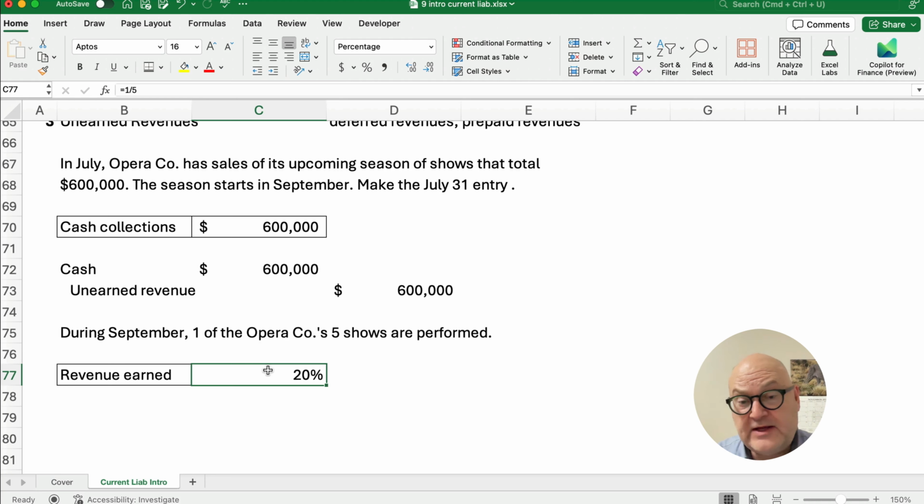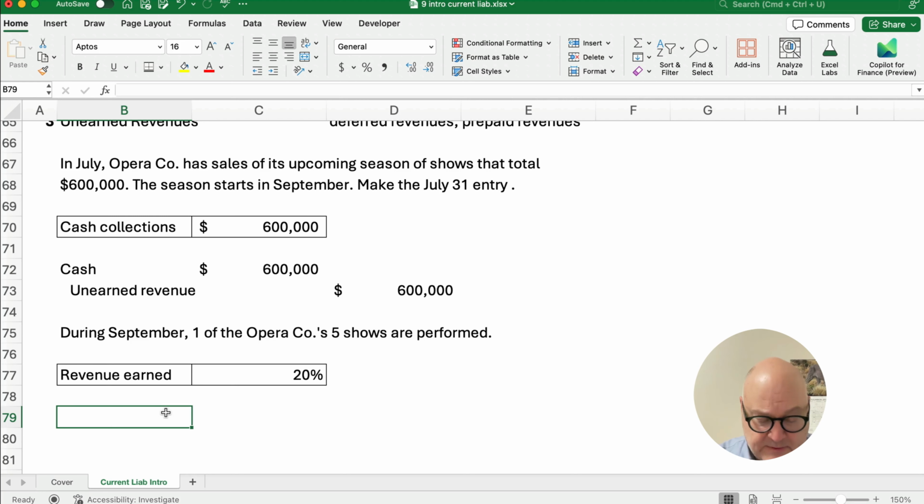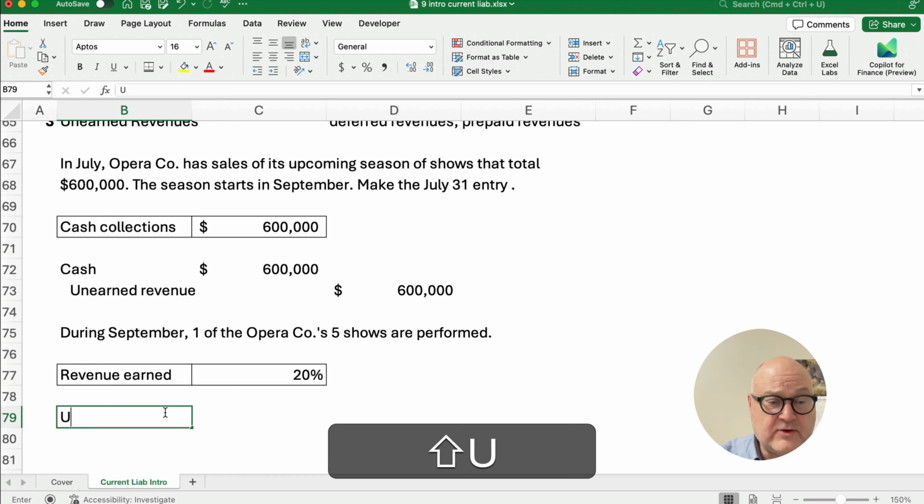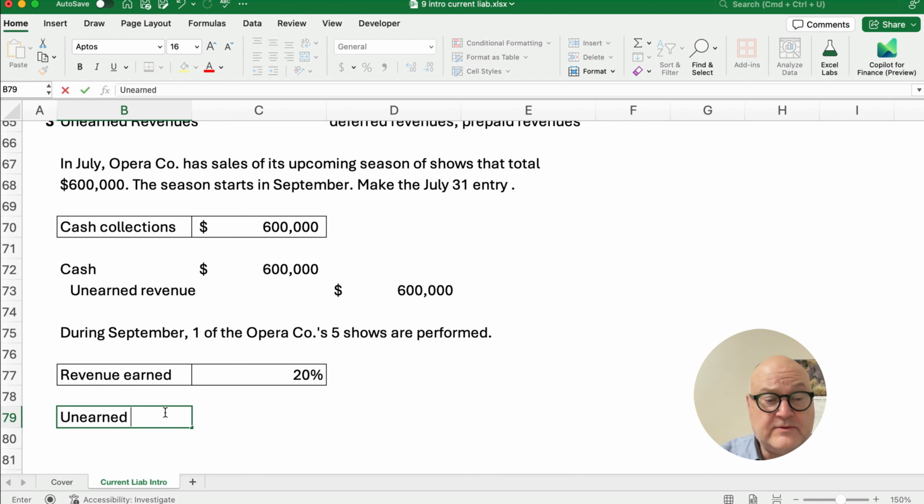So maybe for this week we have shows on Wednesday and Thursday and Friday and Saturday and Sunday, and then next month they'll have another show or whatever. And so they've earned revenue of 20%. So what entry would we make at the end of September? Well, at the end of September, we have now earned that as revenue. So we're going to debit unearned revenue, and we're going to credit revenue.